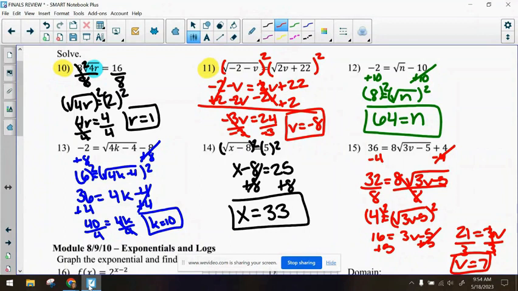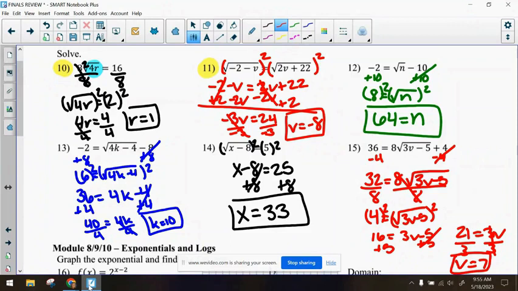Number 14, that was set up and ready to go. We went ahead and squared both sides. So we got x minus 8 equals 25. We then add 8 on both sides to get our solution of 33. From there, we move on to number 15. On number 15, we had 2 steps to take before we were able to square both sides. We start by subtracting 4.